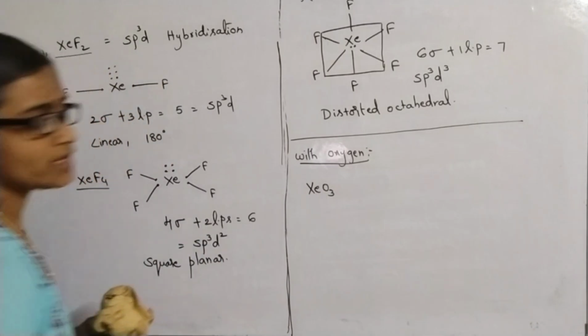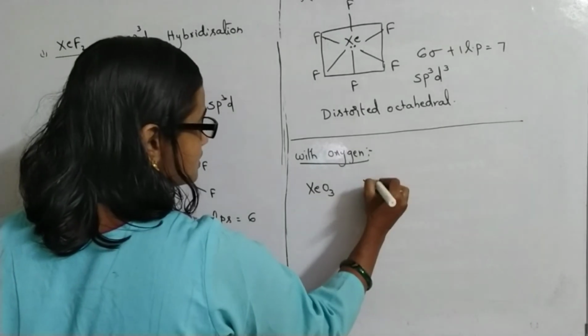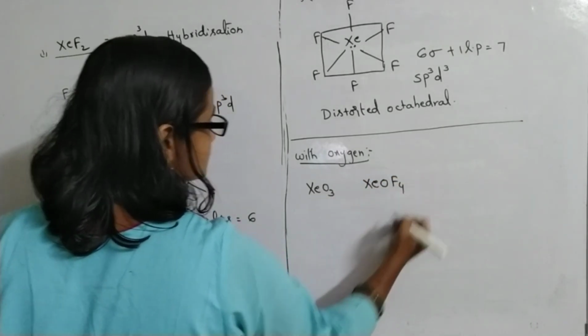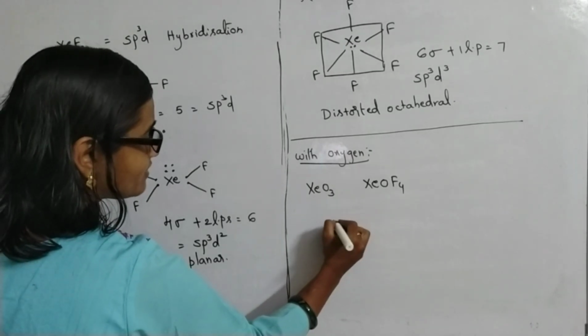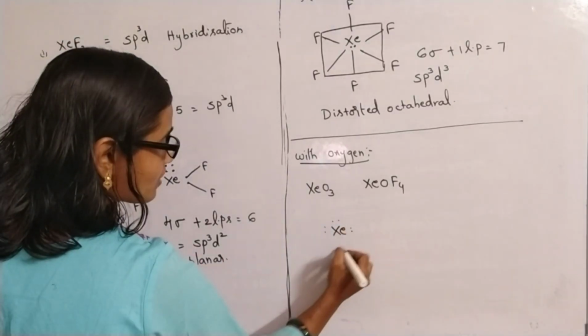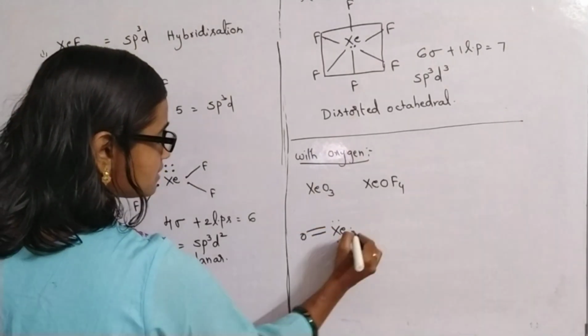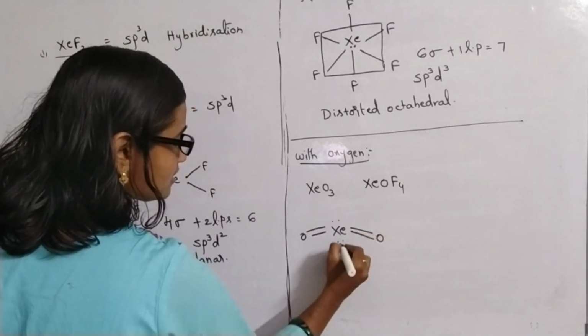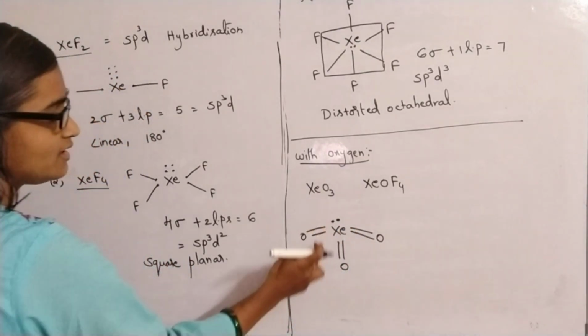XeO3 is there, xenon trioxide, and XeOF4, xenon oxytetrafluoride. If you go for xenon trioxide, xenon is having what? 8 valence electrons. With 3 oxygens, xenon will form 3 double bonds, and it is left with 1 lone pair.